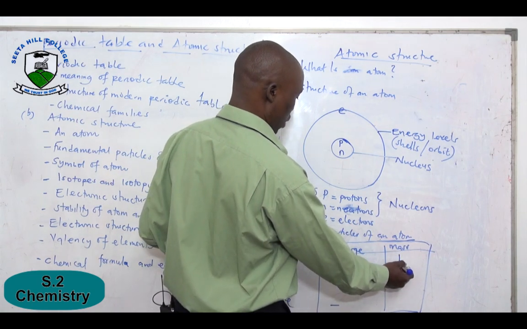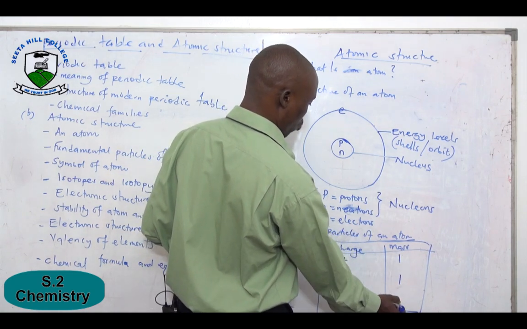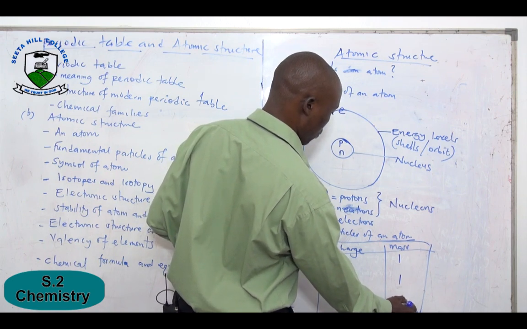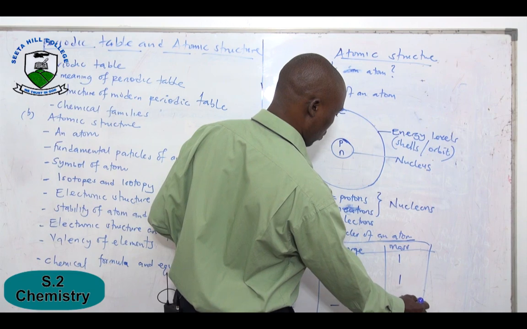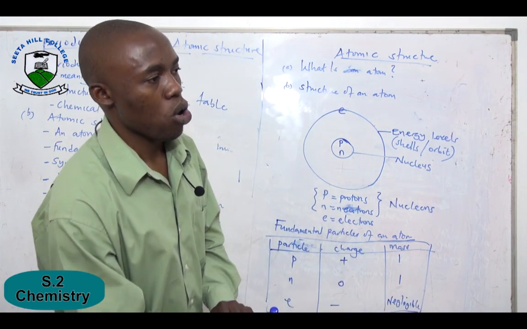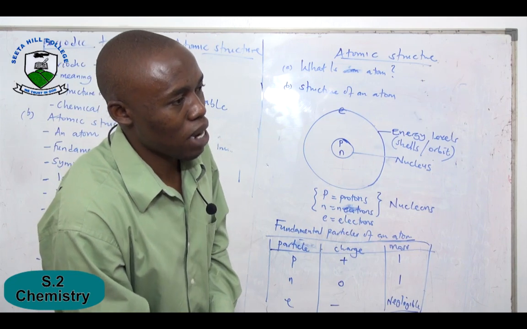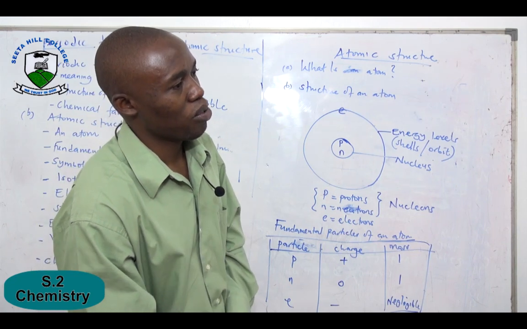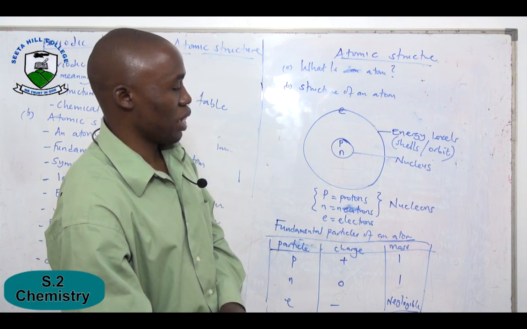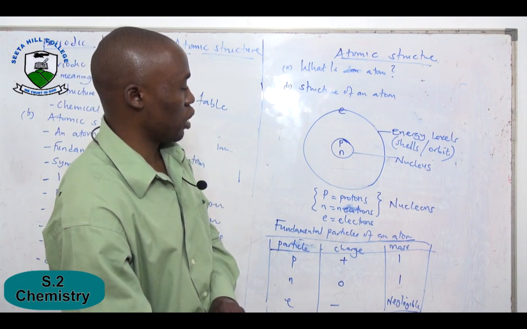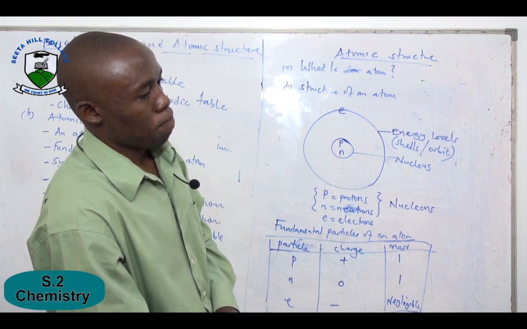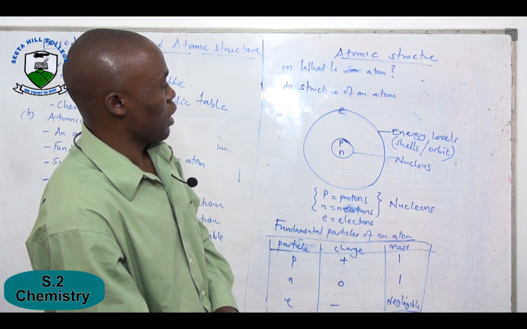Protons weigh a mass of 1, as well as neutrons, but electrons have negligible mass. Does it mean the mass is 0? No, it is there but too small to be ignored. It's almost not there, but it's there. See, now listen very attentively.